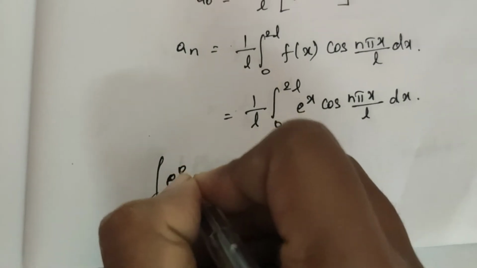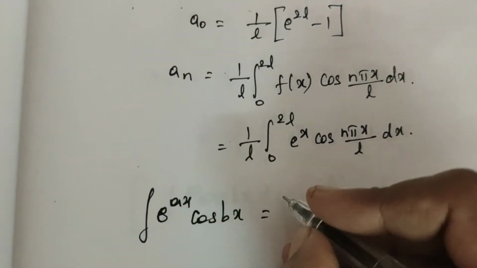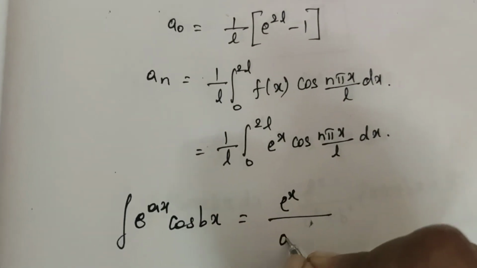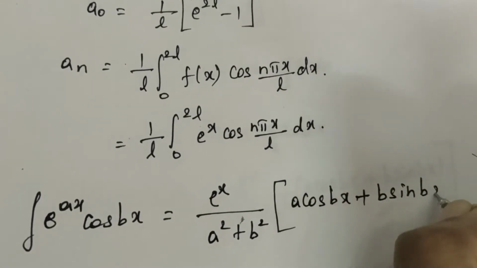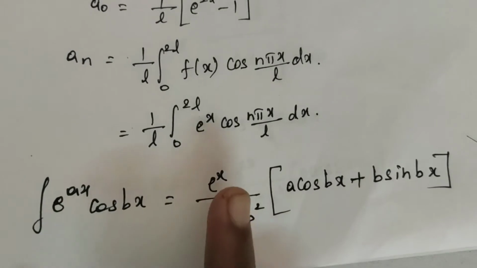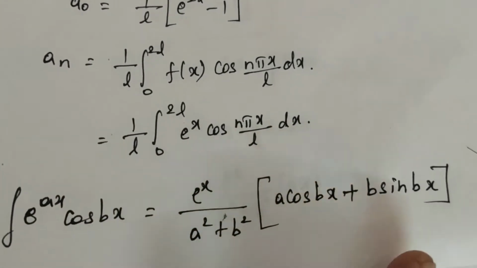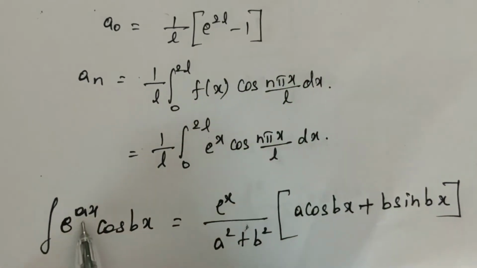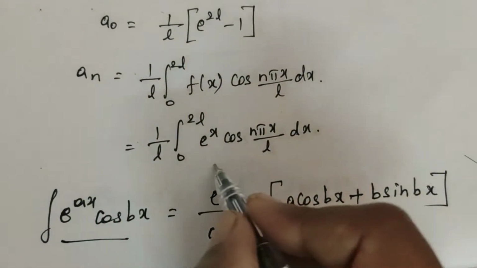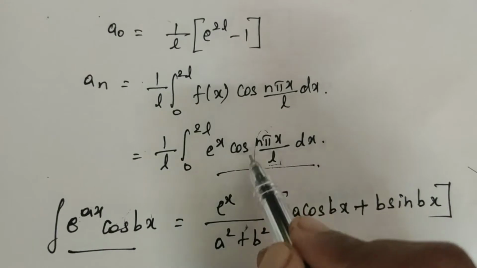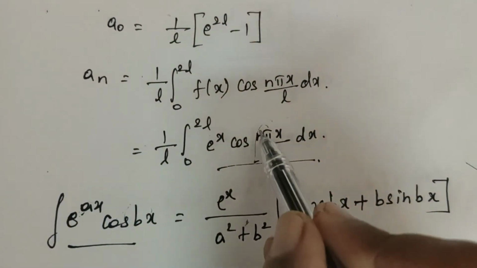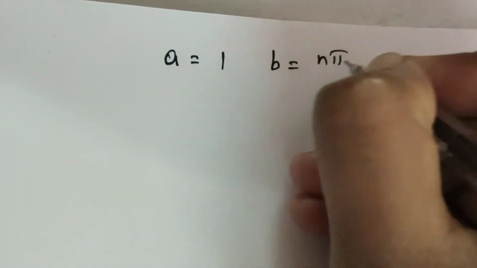The formula for the integral of e power ax cos bx is e power ax by a square plus b square, into a cos bx plus b sin bx. Now, comparing, in the a place what do we have? 1. In the b place, n pi by L. So a is equal to 1, and b is equal to n pi by L.